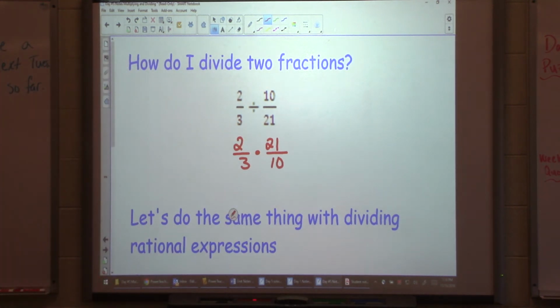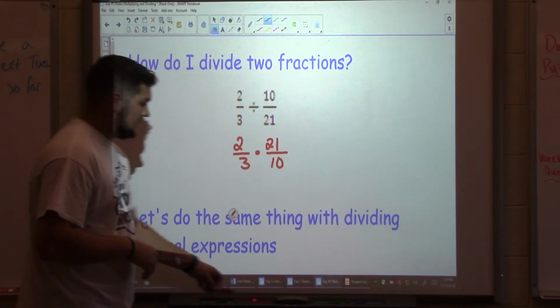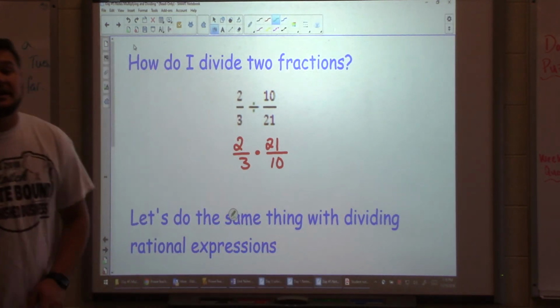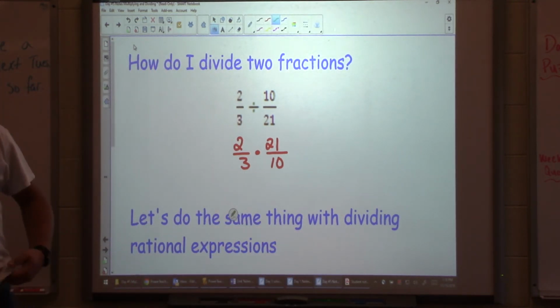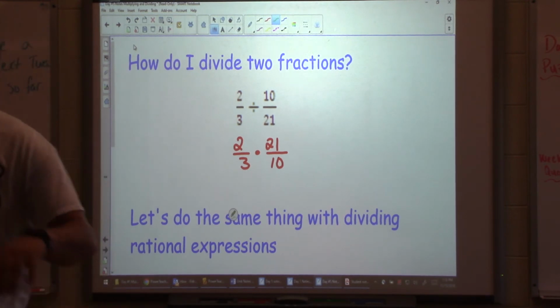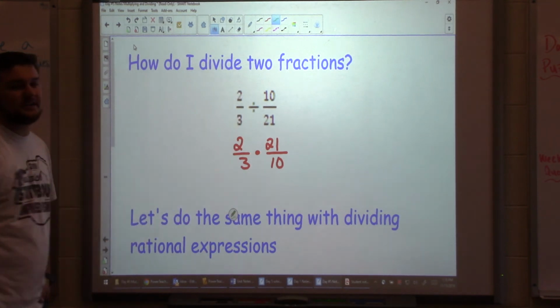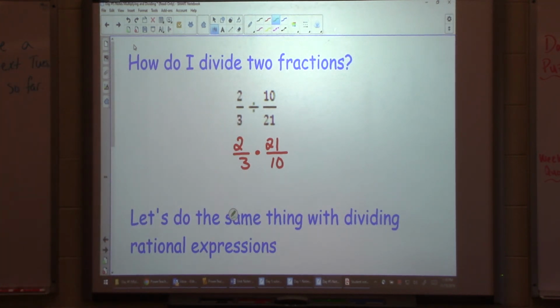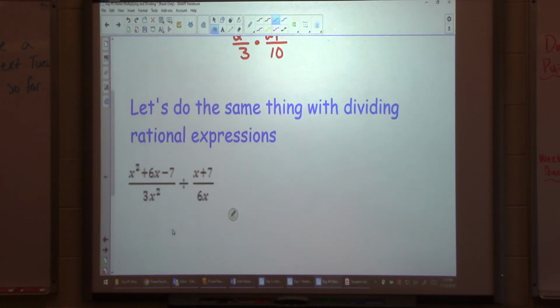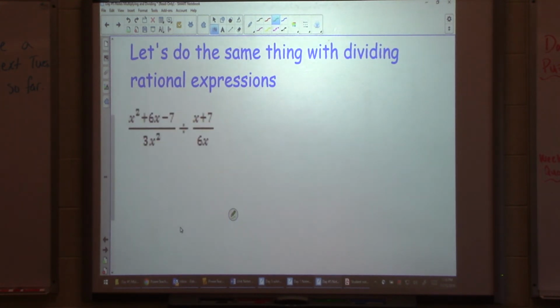Some people prefer to say multiplying by the reciprocal. Some people prefer to say keep, change, flip. It helps them remember it better. Either one you use is fine. I don't care what you call it. But we're multiplying by the reciprocal, and then same thing: factor and simplify first, and then write your answer. The big thing here is, how do you divide two fractions? You multiply by the reciprocal. We're going to do the same thing with rational expressions.